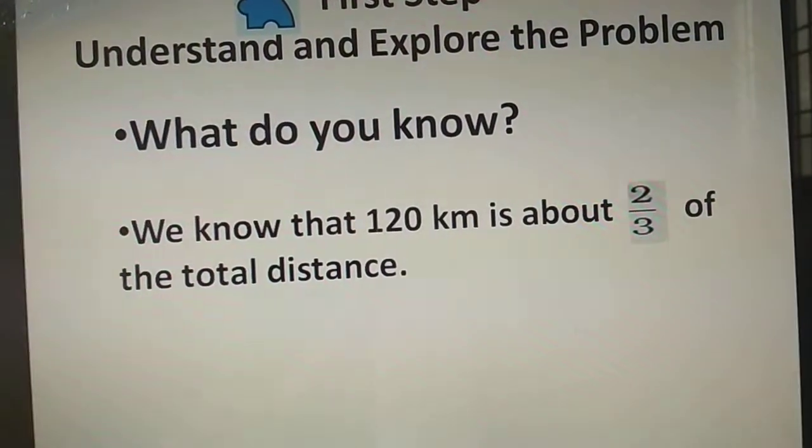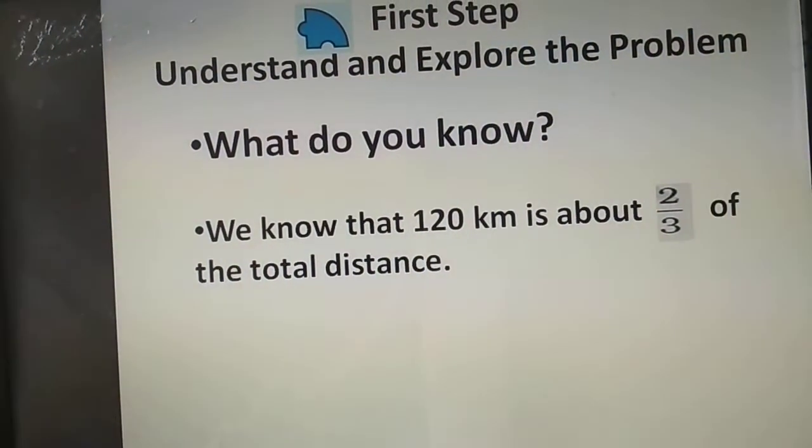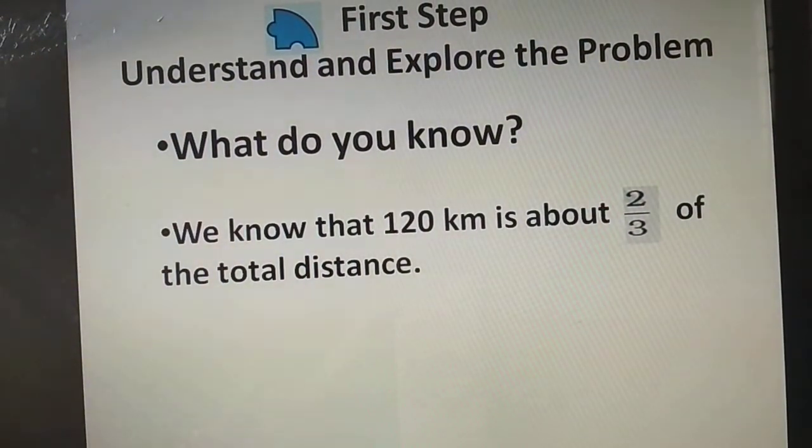First step is to understand and explore the problem. See, from the problem, what do you know? We know that 120 kilometers is about 2/3 of the total distance. Here the total distance is from the school to the campsite. So we have traveled 120 kilometers, which is about 2/3 of the total distance. That is what we know.